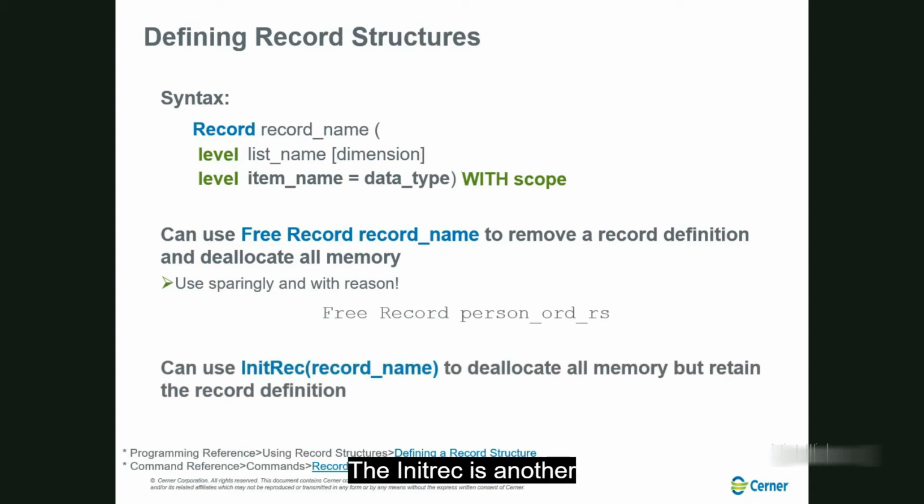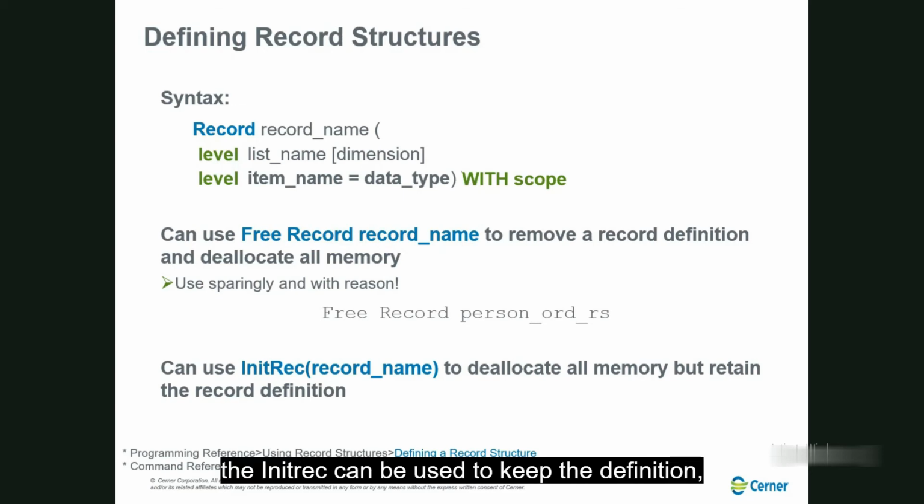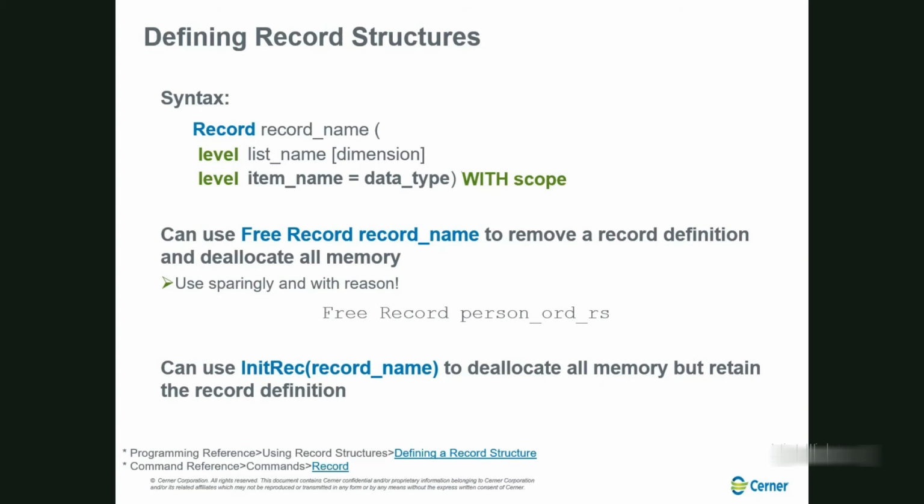The initrec is another command that is available, but like the free record command, it is not needed too often. Initrec is used to keep the definition but deallocate the memory. If a program is midway through processing and there is a memory overload concern and a need to reuse the record definition, the initrec can be used to keep the definition but give back the memory to the process.